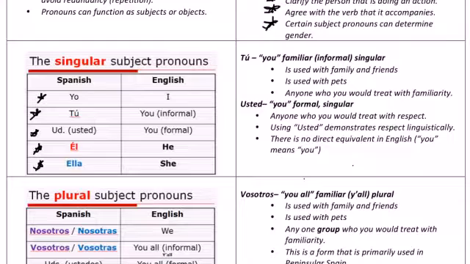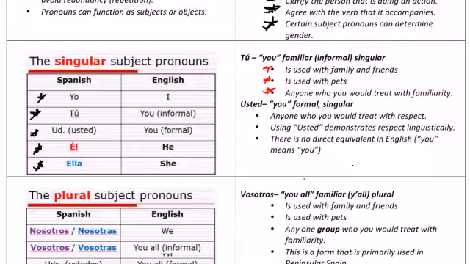Tú, as in you, familiar, informal, and it is singular. It is used with family and friends. It can be used with pets, even though they may not respond to you. And it can be used with anyone who you would treat with familiarity.